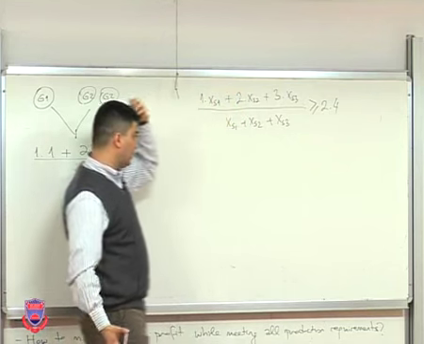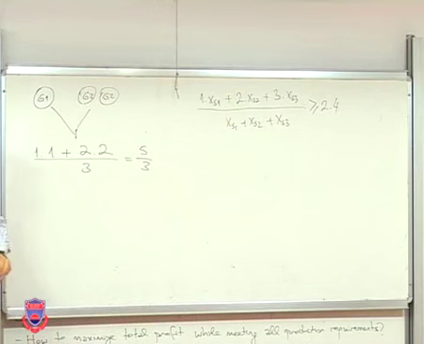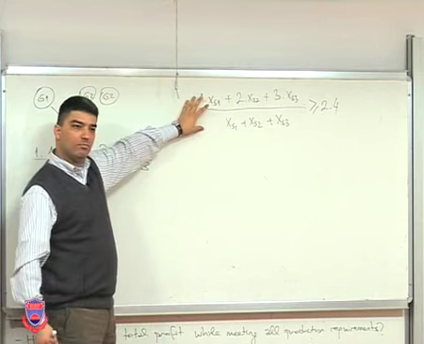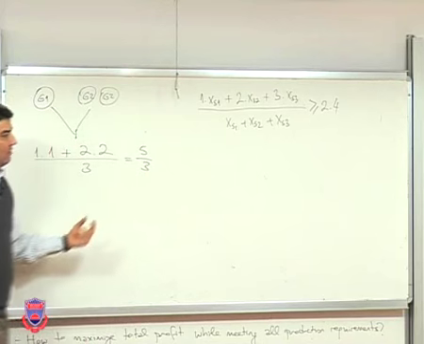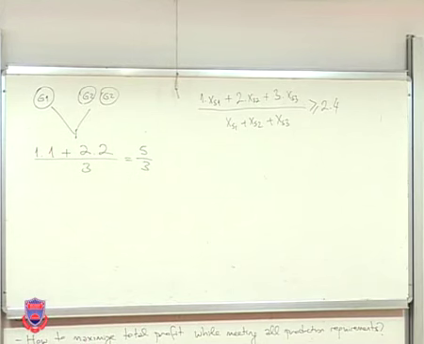Let me repeat that again. In an LP problem, you can never have a constraint of this form. So this is not allowed. Why not? Because in an LP problem, we can only allow constraints of this form right here.